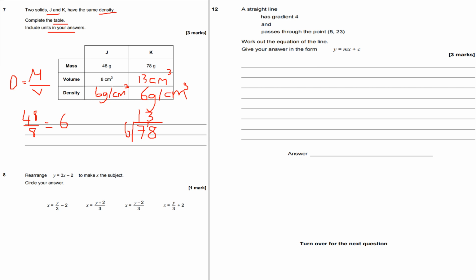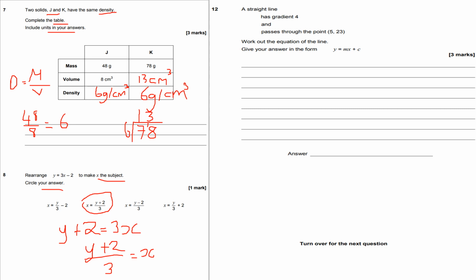Question number 8. Rearrange y is equal to 3x subtract 2 to make x the subject. I'm going to add 2 to both sides, to balance each side. So y plus 2 is equal to 3x. I'm then going to divide both sides by 3. So I get y plus 2 all over 3 is equal to x. And we can see that that is option number 2. So I'm going to circle option number 2, guys.